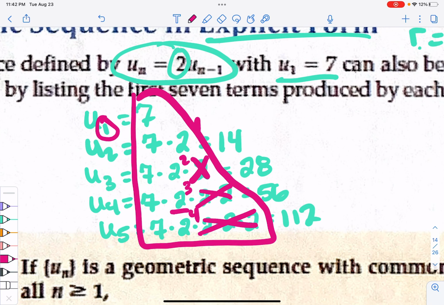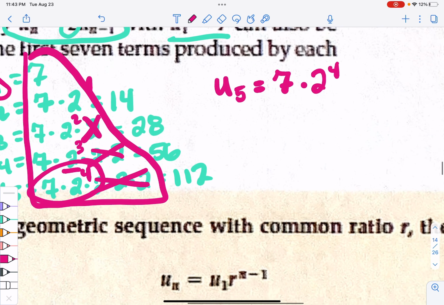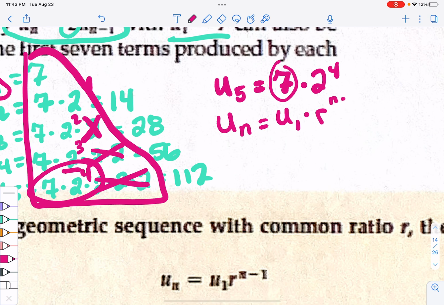So I can already see this explicit formula, especially if I look at this one: u sub 5 is written as 7 times 2 to the fourth power. But if I represent that with n's and n minus 1's, I would say u sub n is equal to 7, which was our first term, u sub 1, times our r value, which was 2, to the n minus 1 power.